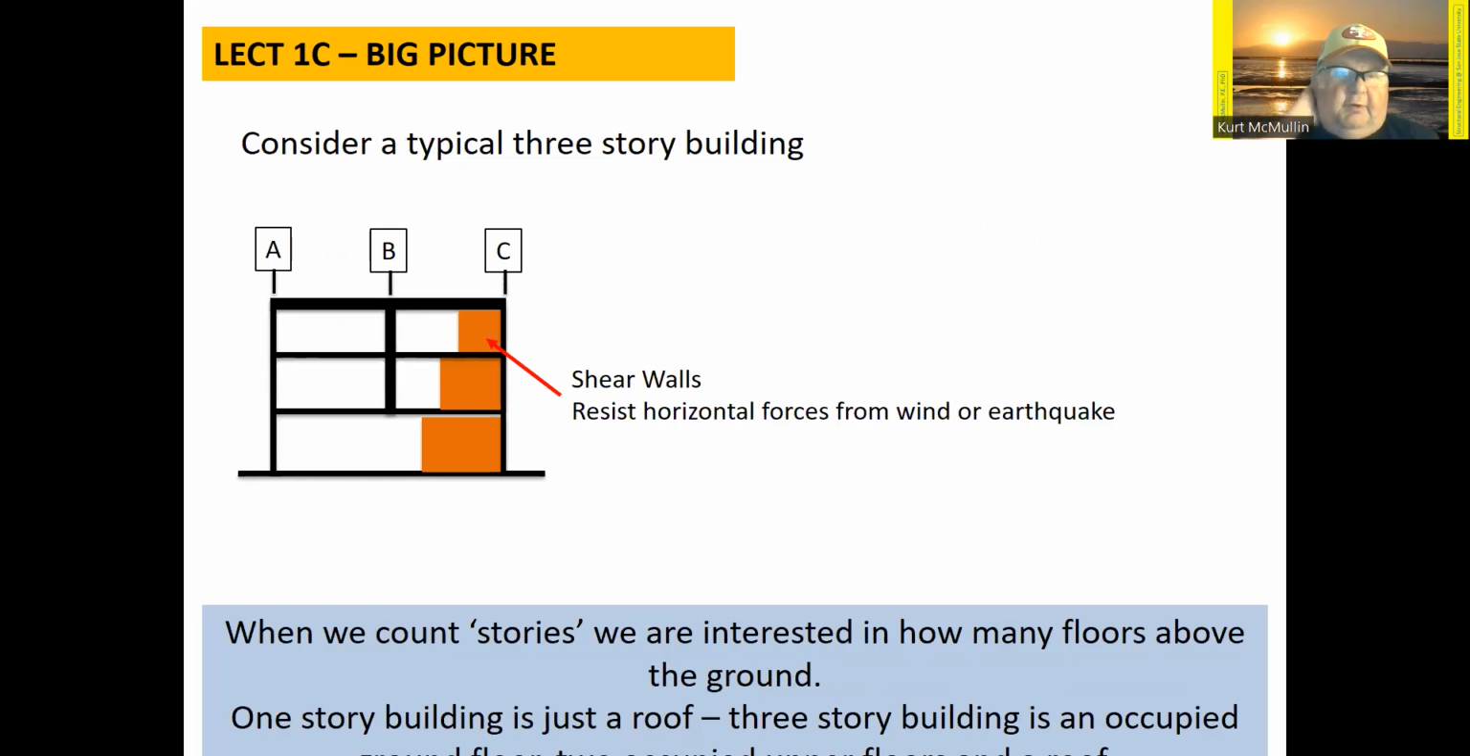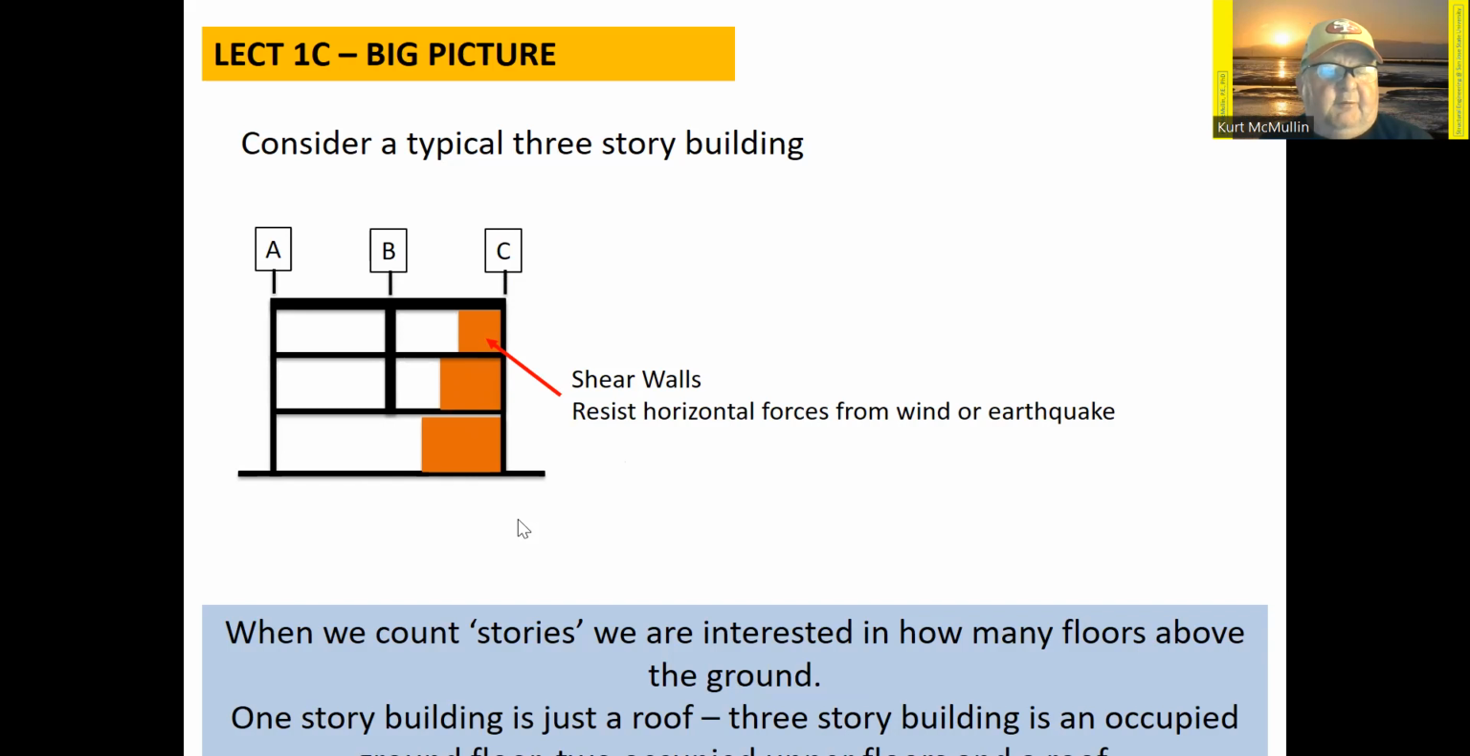Let's look at what might be a three-story building. First off, buildings have to support, of course, their own weight and their live load, but we have to have some kind of a system in the building that resists any horizontal forces on the building. And usually the same system is used for either earthquakes or for wind. But for example, here's a three-story building which uses shear walls as the resistance for horizontal forces from wind or earthquakes or ground motion.